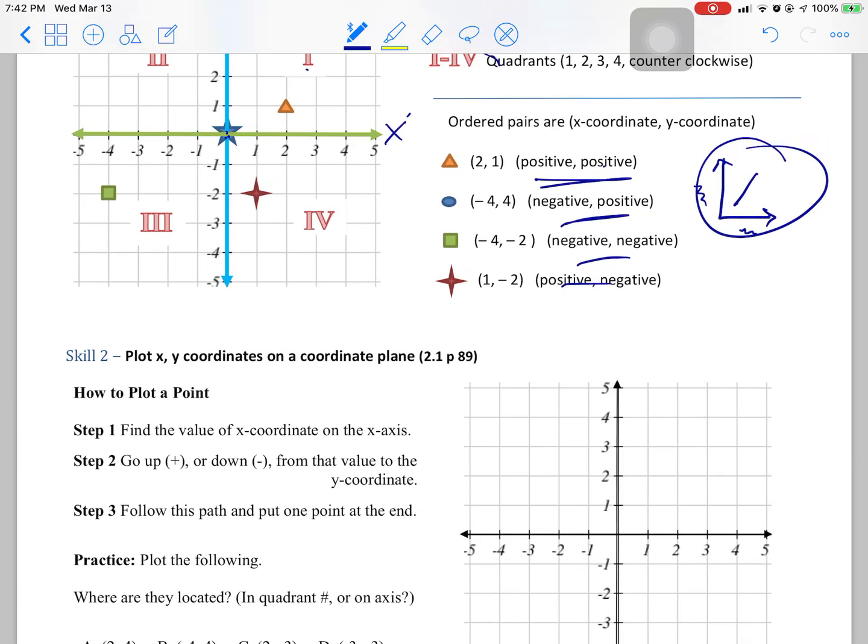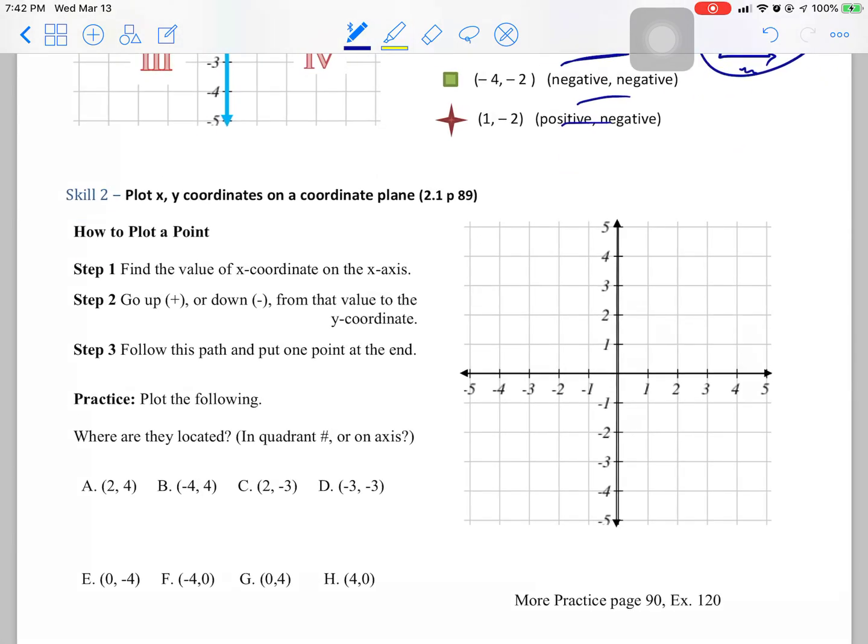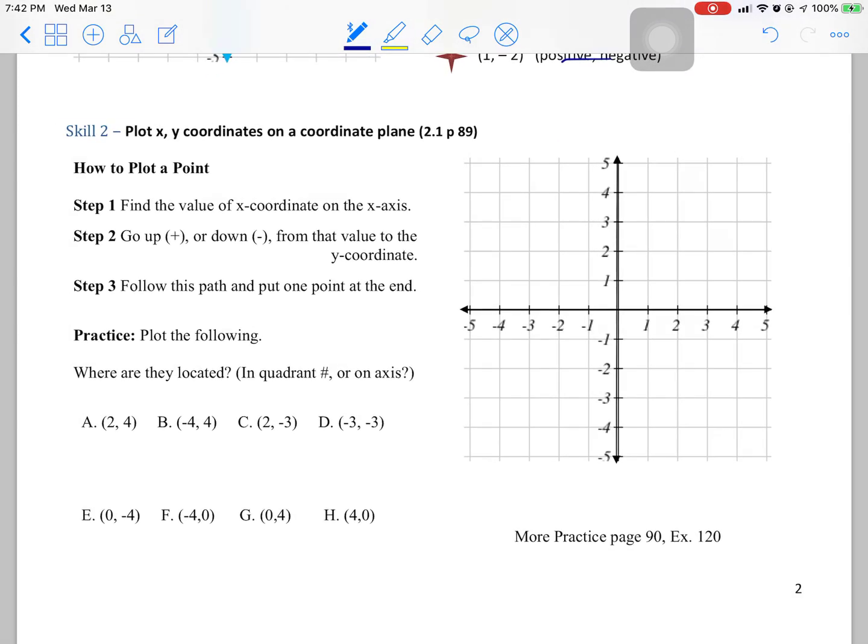All right. So given that information, how to plot a point. It says find the value of the x-coordinate on the x-axis. That's first. So this one right here, there's a +2. So we go over and there's a 2. Then it goes up or down to find the y-coordinate. So if the y is positive also, you're going to go up and put a little dot right there. The next one says go to -4 and then up to 4. C says go over to 2 and then down 3. D says go over to -3 and down 3.